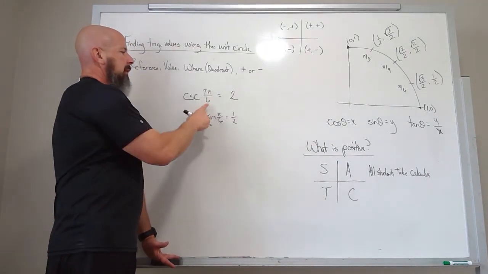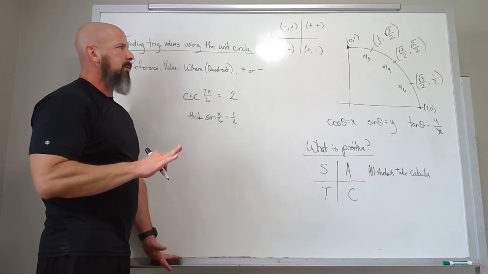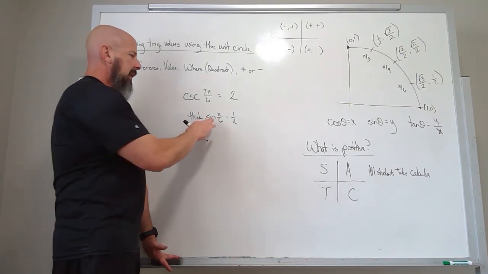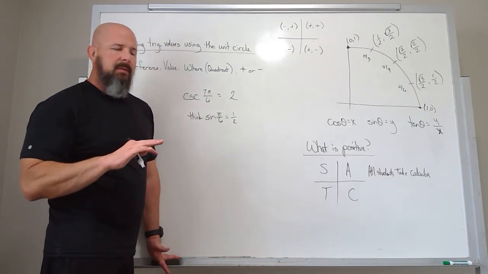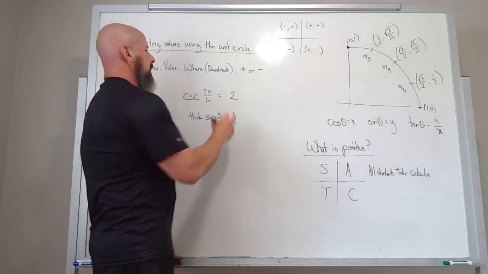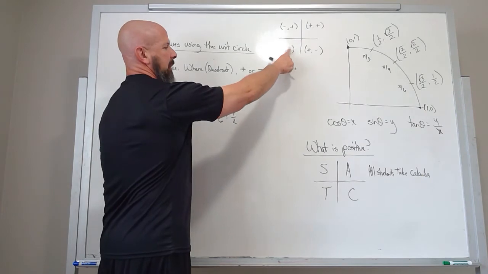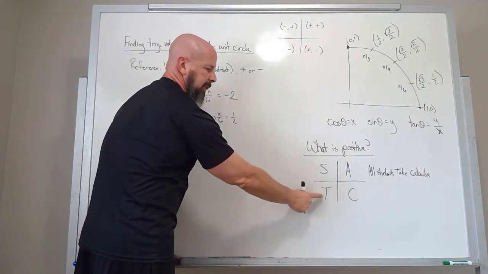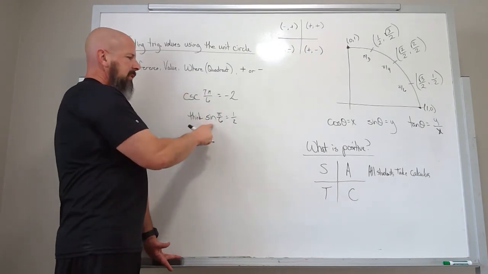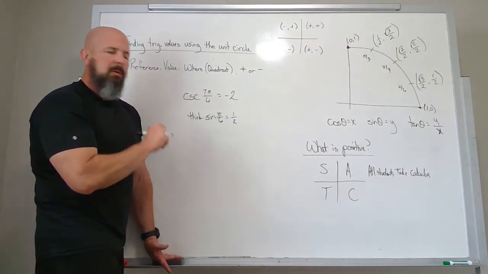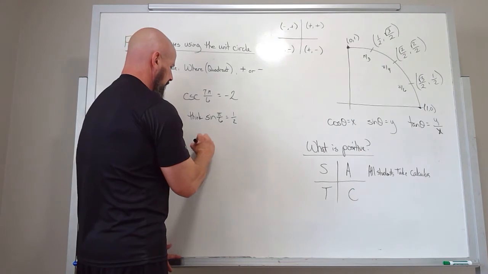Where am I? 7 pi over 6 is quadrant 3. Sine, which is also cosecant, positive or negative in quadrant 3 is negative. Y value is negative, or you're thinking this: only the tangent's positive. So I'm using the sine value to help me with the cosecant.